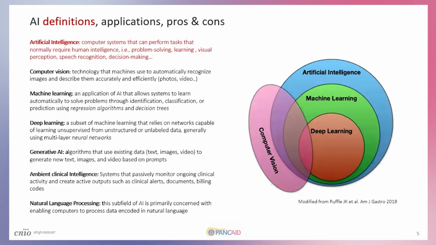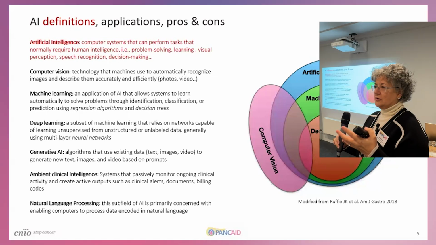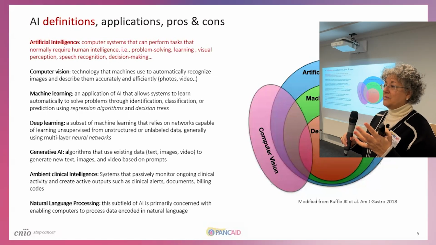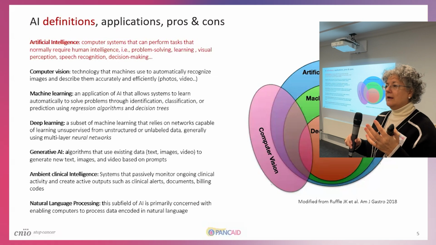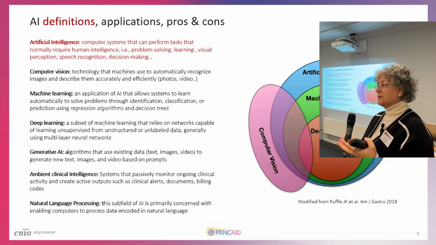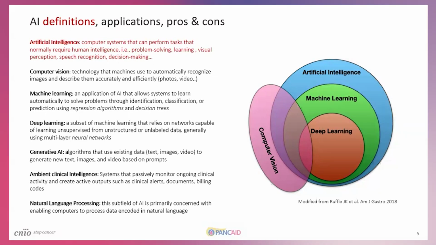So regarding definitions of AI, artificial intelligence is a computer system that can perform tasks that normally require human intelligence. So the main objectives of AI are problem solving and learning. And there are other aspects like visual perception, for example, speech recognition, decision making, etc. So what it does is mimic human intelligence. Okay, and this was possible because of the technological revolutions in the last half of the last century.